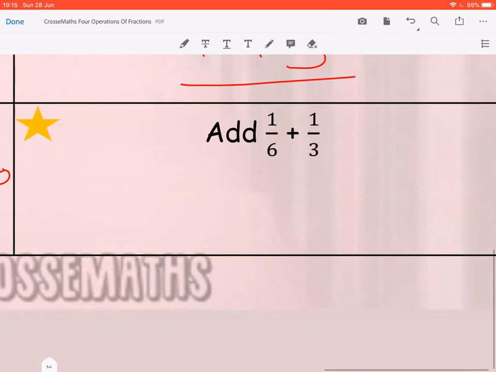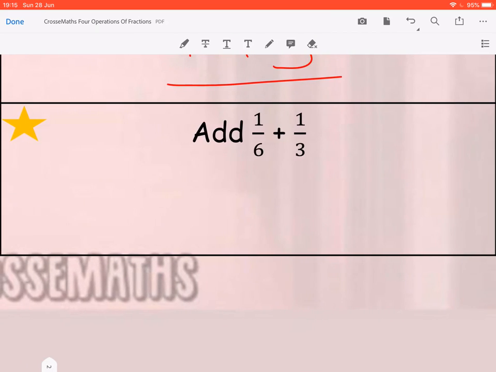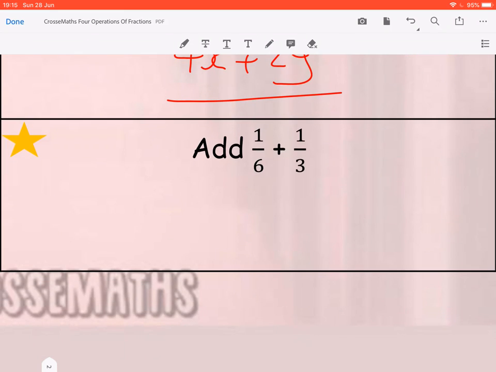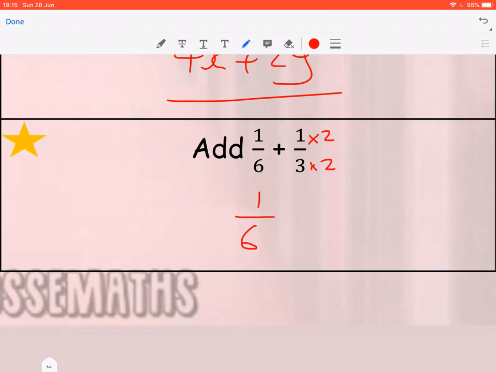Okay, last one. 1 over 6 plus 1 over 3. In order for this one to work, I've got to have the bottom numbers the same. Now, I'm not going to cross multiply like I normally would because I don't need to. To make a common denominator, I'm just going to take the right hand one and times top and bottom by 2. If I times top and bottom by 2, 1 over 3 turns to 2 over 6.